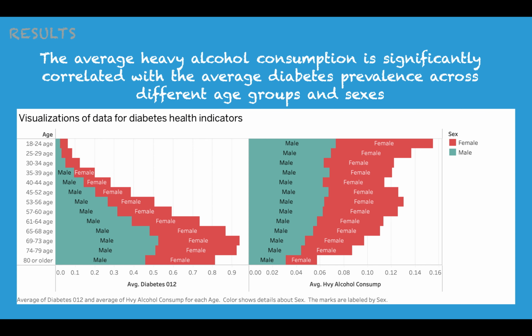Whereas in heavy alcohol consumption, which is on the right side, the age groups of 18 to 39 have a higher ratio than males, whereas the ratios become approximately equal for males and females in older age groups. Overall, these findings underline the necessity of targeted interventions meant to lower the prevalence of diabetes and excessive alcohol use in certain age and gender categories.